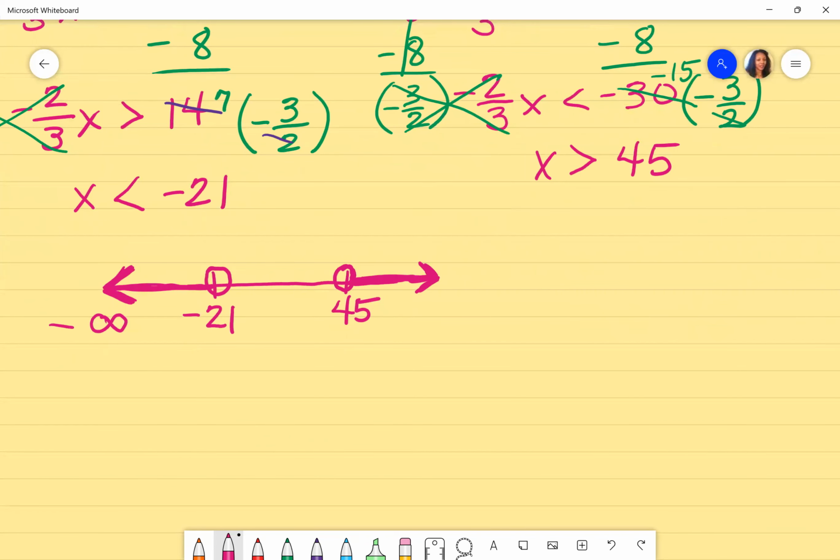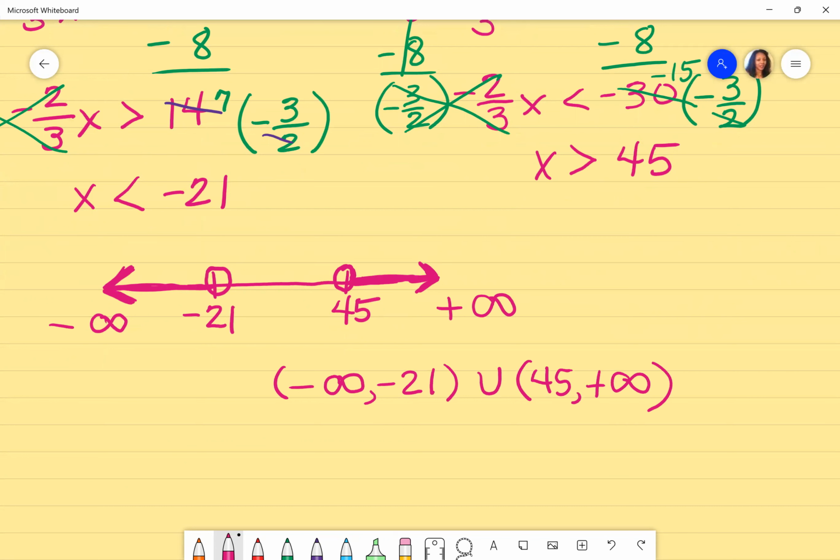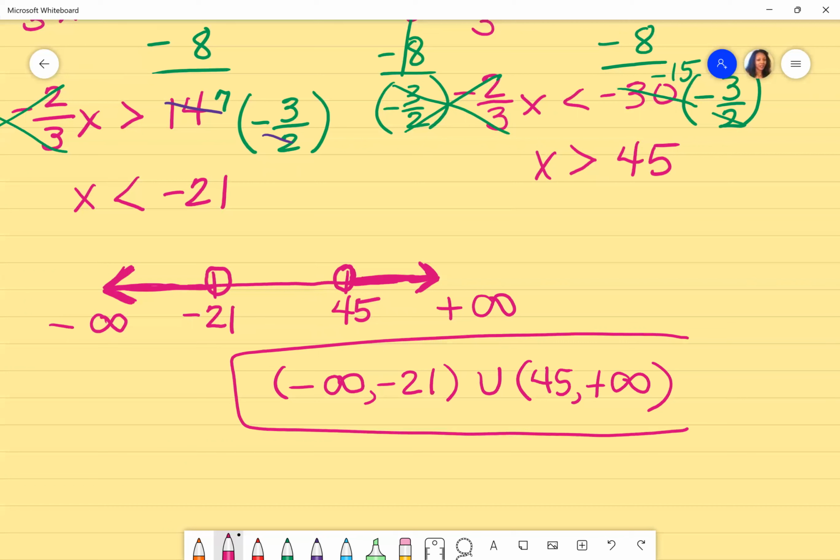So looking at my graph, the way I would write this time is with parentheses because I have open circles. And I'm going from left to right. Let's go ahead and put that on there so you can see it. So negative infinity, and then it stops at negative 21. There's a union, and it starts again from 45 to positive infinity. And that is my answer.